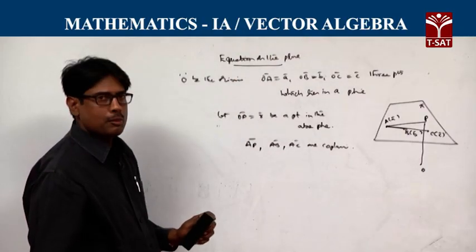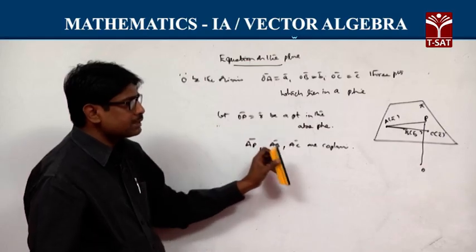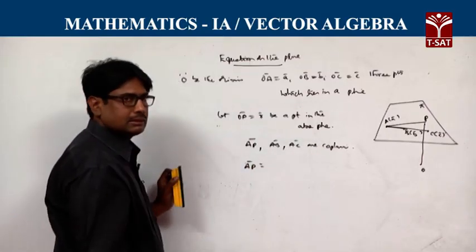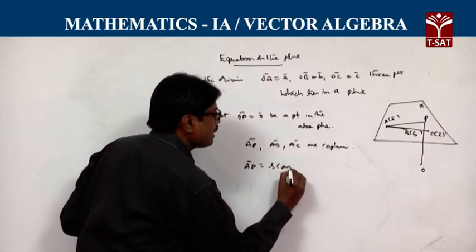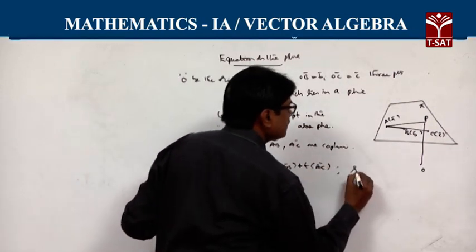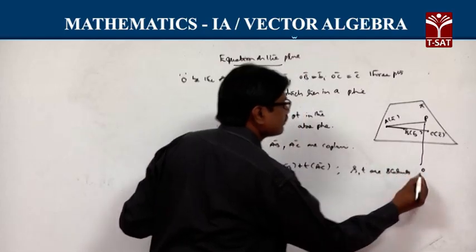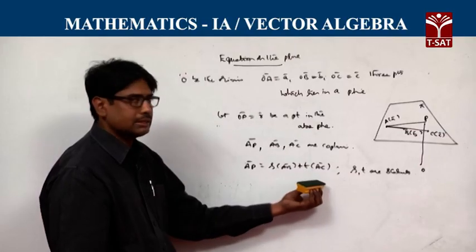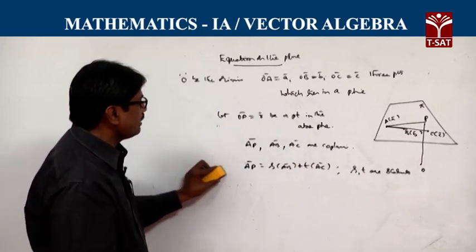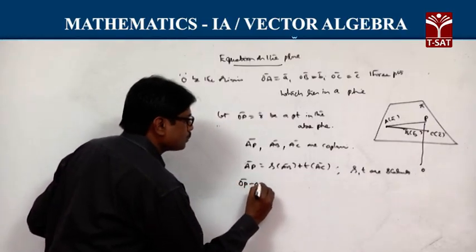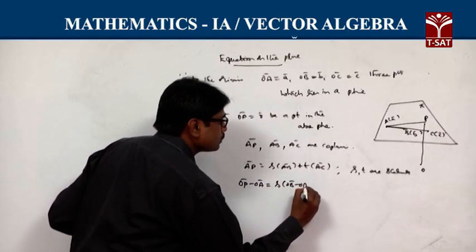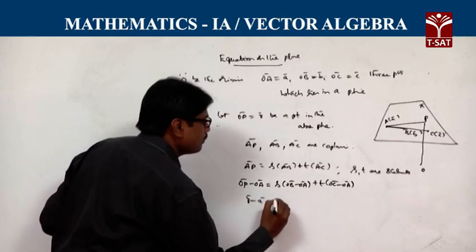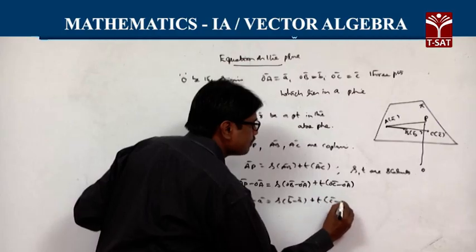In earlier classes we discussed that if three vectors are coplanar, one vector can be expressed as a combination of the other two vectors. As AP bar, AB bar, AC bar are coplanar, AP bar can be written as s times AB bar plus t times AC bar, where s, t are scalars. Expressed in position vector form, it will be OP bar minus OA bar is equal to s times OB bar minus OA bar plus t times OC bar minus OA bar. Or, R bar minus A bar is equal to s times B bar minus A bar plus t times C bar minus A bar.